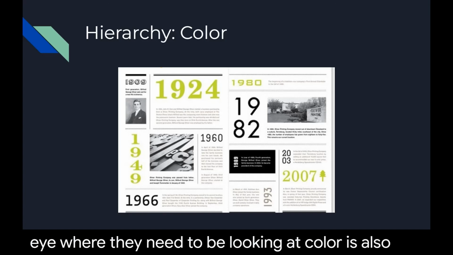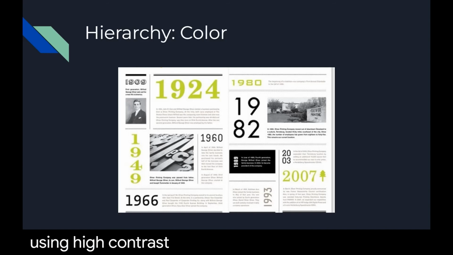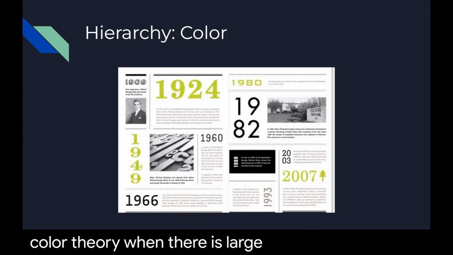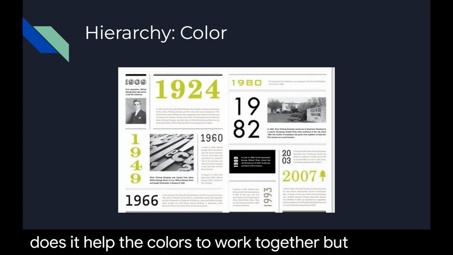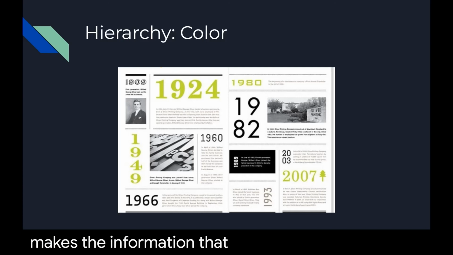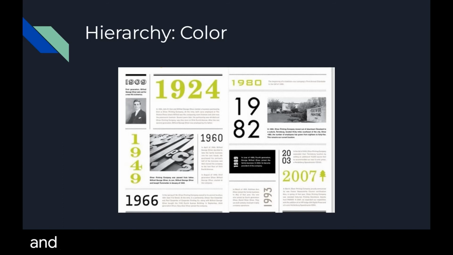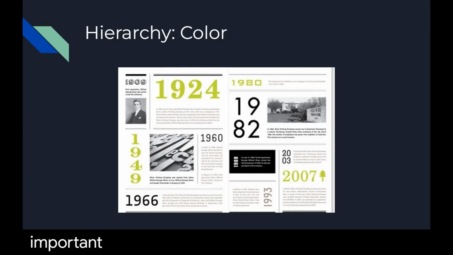Color is also very important in hierarchy, particularly when you're using high contrast colors. Like we talked about in color theory, when there is large contrast, not only does it help the colors to work together, but it also makes the information that is in that contrast color stand out. And so your eye is drawn to 1924, 1949, 1980, and 2007. So you're going to want to have some really important information around those dates and reasoning as to why you use those colors.